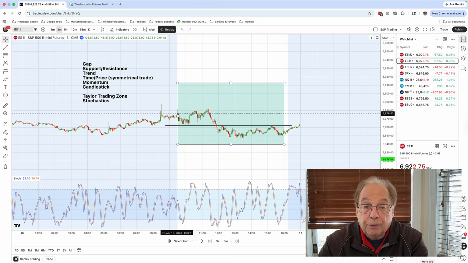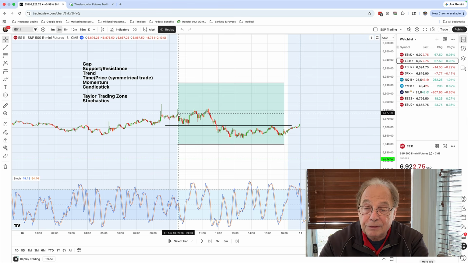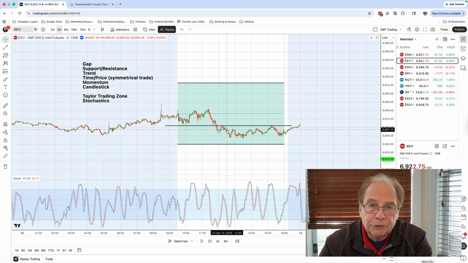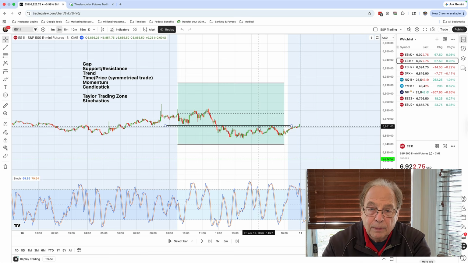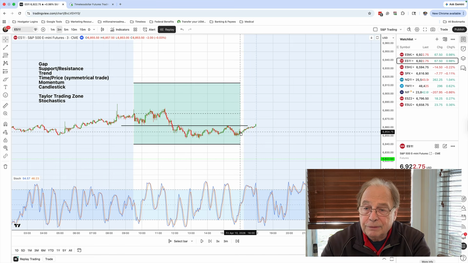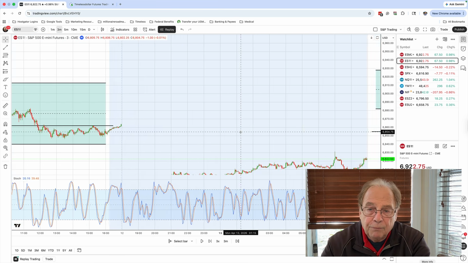Now, here on Friday, April 10th, prices opened in the middle of the Taylor trading zone at 68.77. Didn't close the gap until about 10 o'clock, but then quickly moved away and then moved up and then closed the gap and went basically through it. Didn't move much on Friday, April 10th. And so prices closed right about over here at 68.54. And so let's move over to Monday.